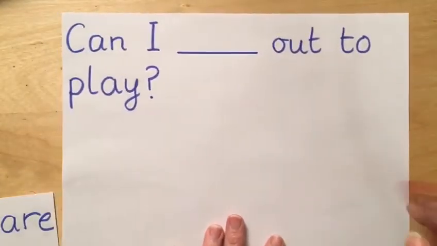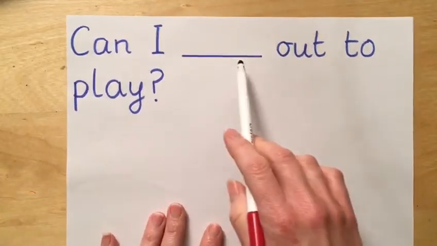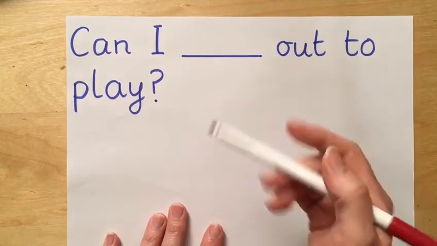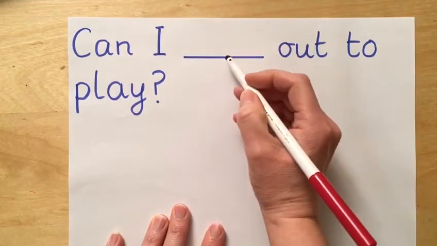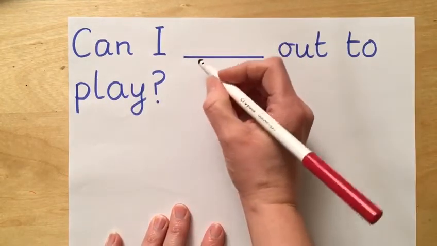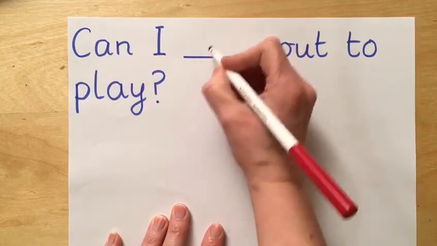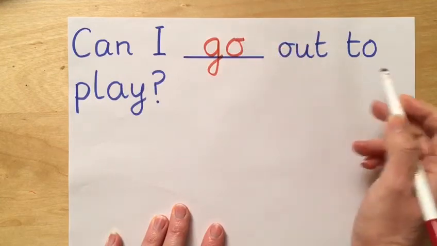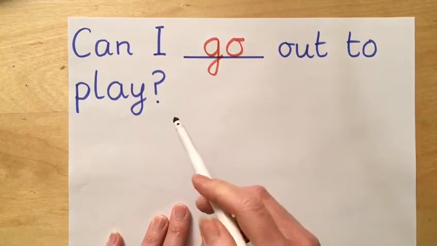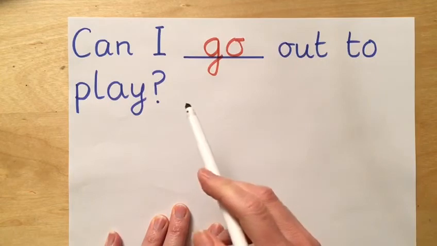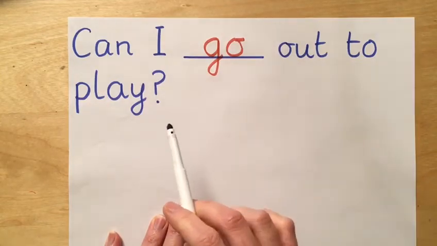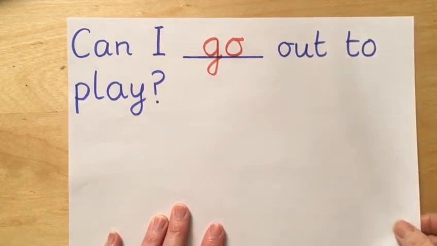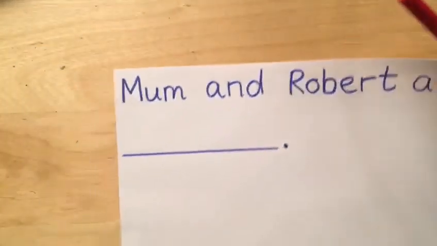Right, we've got two more. Can I something out to play? Can I what out to play? Right, is it happening now? Can I go out to play? It isn't happening now. Okay, can I go out to play? So this is a question. Well done if you got that one right. Can I go out to play? Right, and the last one.